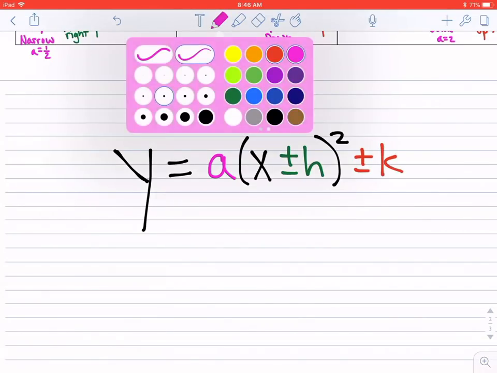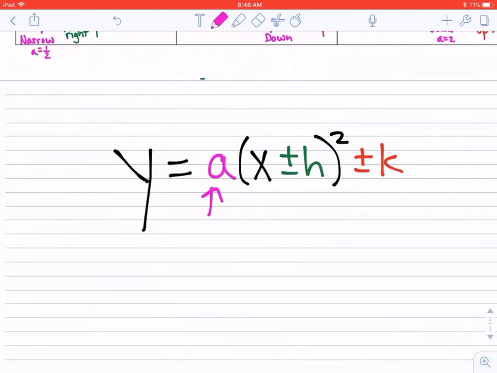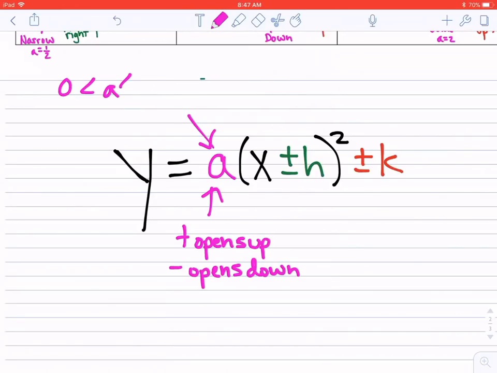So let's go through each one of these. If A is positive, it opens up, and negative, it opens down. Also looking at A, if A is between 0 and 1, it makes it narrow. And if it's greater than 1, it makes it wide. So all of that deals with the A.